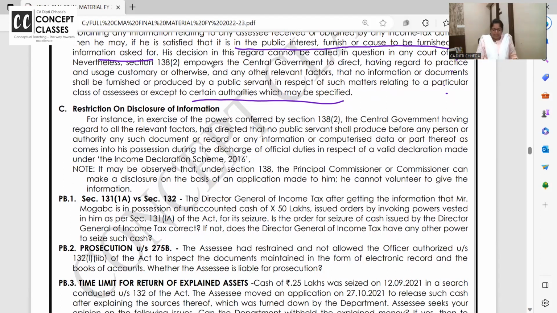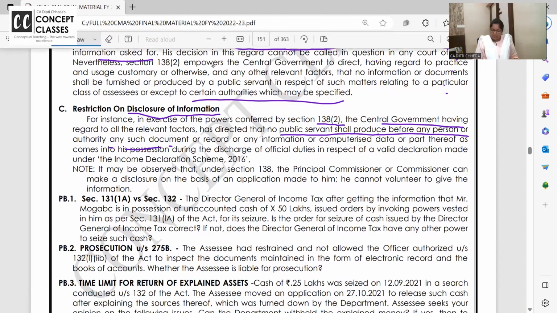See, they have already restricted the disclosure. How? In powers conferred under 138, central government having regard to all relevant has directed that no public servant means ITO and all, shall produce before any person or authority any information or data in possession during the discharge of valid declaration.